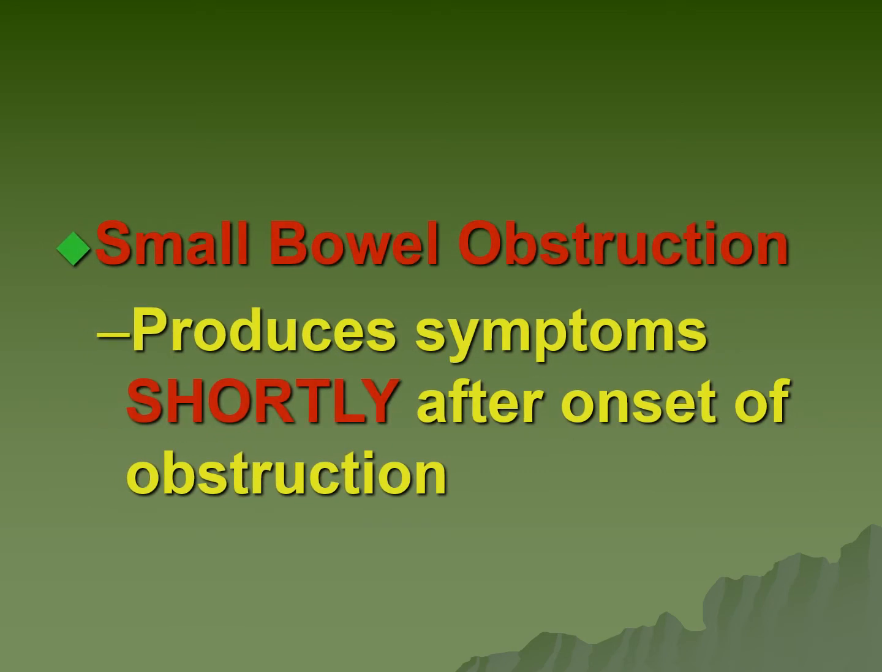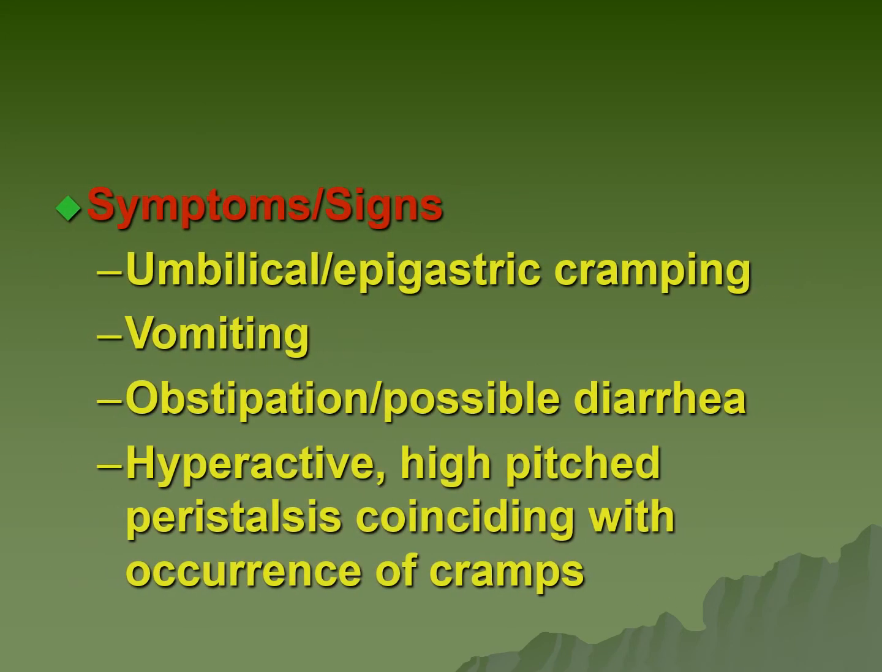Now, with small bowel obstructions, what's typically seen is that symptoms are produced very shortly after the onset of the obstruction. With symptoms and signs of small bowel obstruction, we typically have the presentation of abdominal cramps centered around the umbilicus or the epigastrium. They typically complain about vomiting, and subsequently develop obstipation in those patients with a complete obstruction, and they may have diarrhea in patients with a partial obstruction.